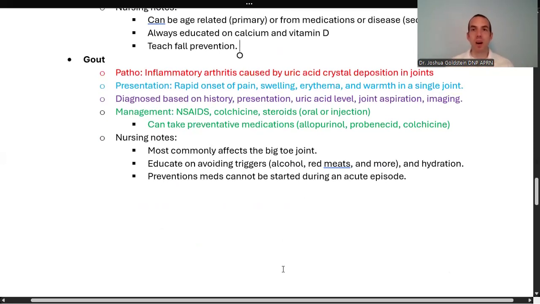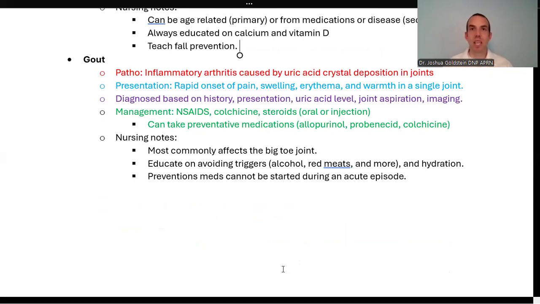Finally, we're going to end off with gout. Gout is an inflammatory arthritis caused by uric acid crystals depositing in the joints. Classically, it's going to be in the big toe joint. Classically, it's going to be in men. It's usually not in younger men. It's usually in middle-aged to older men.